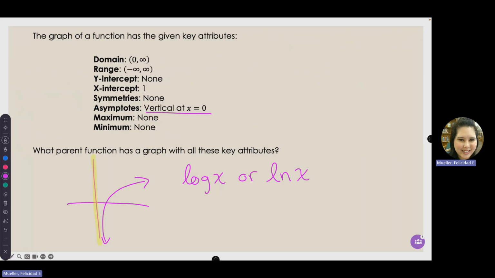But whenever we have this, especially on a unit test or anything like that, or even on your ACP, think about what equations we've used in that testing period. So this wouldn't be a quadratic, it wouldn't really be a cubic. There's certain hints based on when you're testing to answer this question. But log or natural log would be our answer for this one.